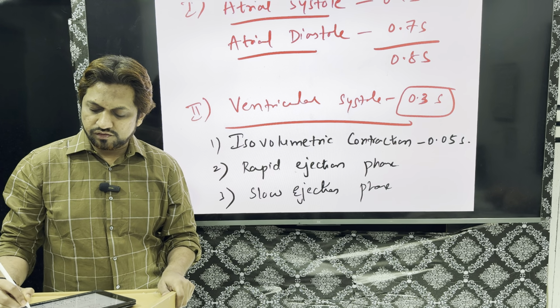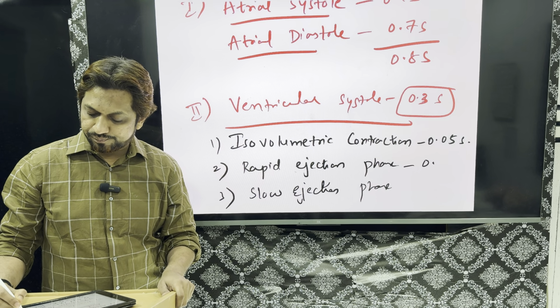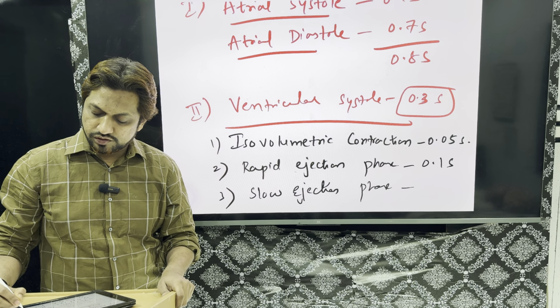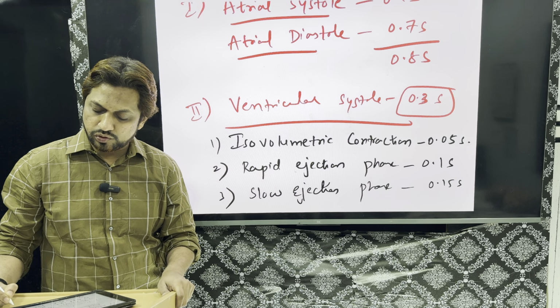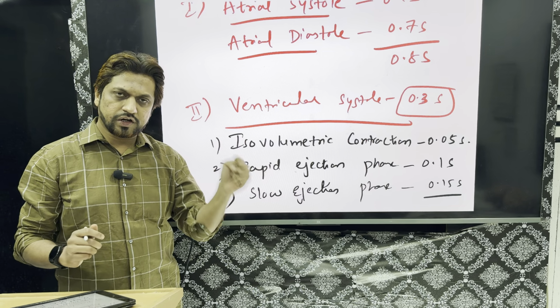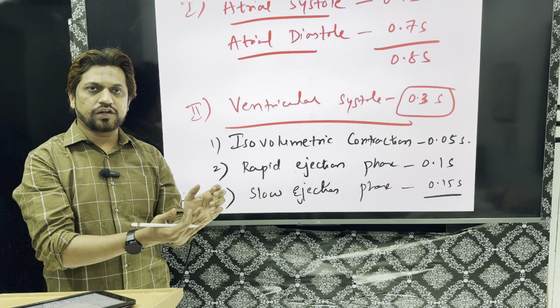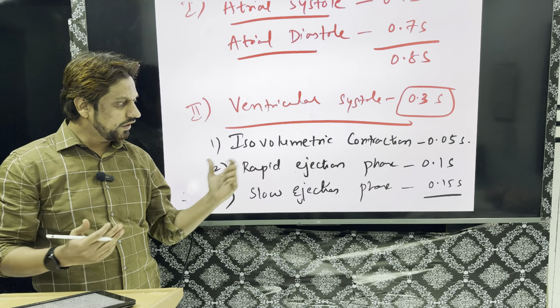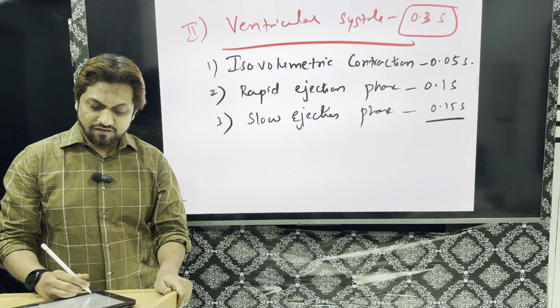So this rapid ejection phase is around 0.1 second and slow ejection phase is around 0.15 seconds. So together it is around 0.3 second ventricular systole. So in the ventricular systole there is isovolumetric contraction and ejection. That is, the blood from the ventricle goes to the aorta. We'll discuss that thing. Then we have ventricular diastole.